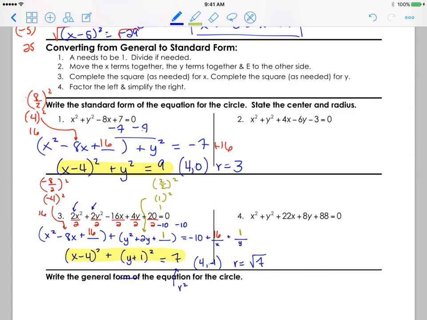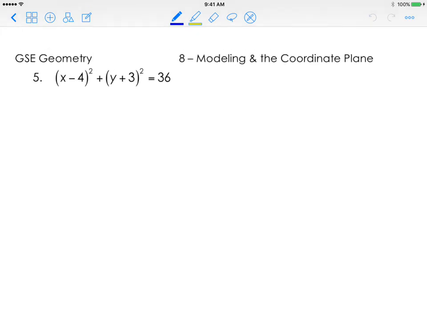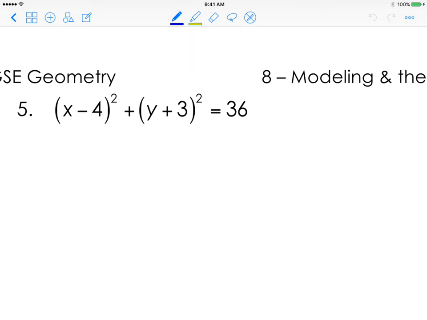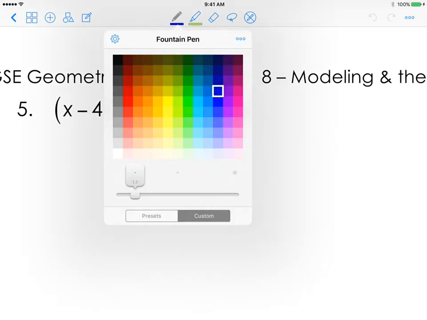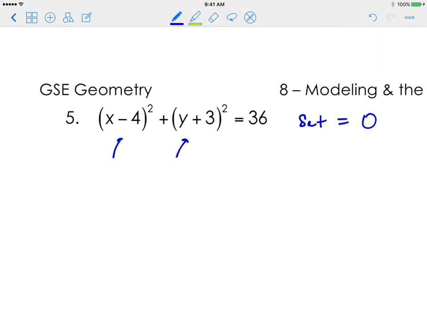Now let's go to the next page. Now it wants us to write the general form of our circle. All right. So now we're in standard. We want to go to general. So basically, we want to expand both binomials. Okay. We want to expand both binomials and set equal to 0. Okay? So first things first, let's expand these binomials.